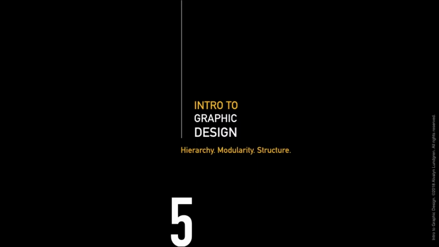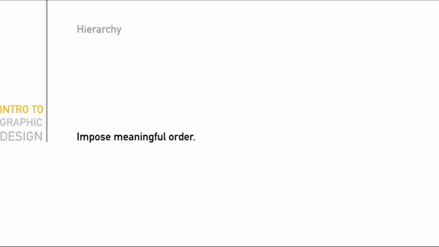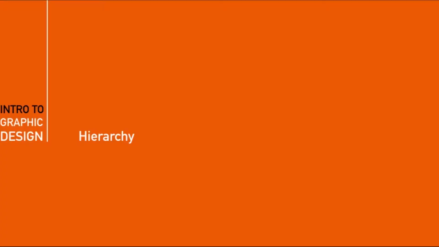And I'm Alvalyn Lundgren. Much of what you do in your design decisions is basically an effort to impose order on information and narrative. So hierarchy is the order of importance within a group. Hierarchy exists in all aspects of culture. It exists in how we organize our lives, organize our stuff. It's something we're very used to.